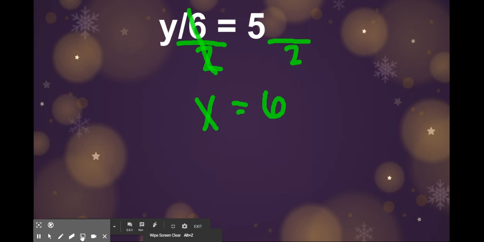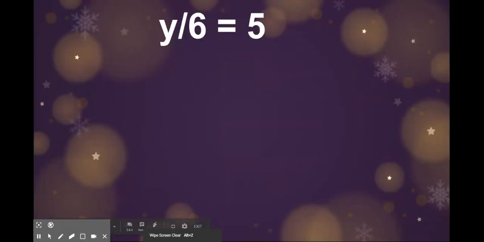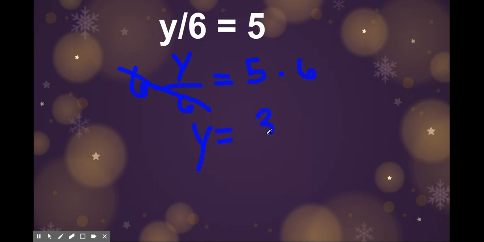Our next one, sorry, let me clear this, is y divided by 6 is equal to 5. So I'm just going to rewrite this. I have y divided by 6 is equal to 5. So I know the inverse of division is multiplication. So to get rid of this, I'm going to have to multiply by 6, which gets rid of this. And if I multiply my left side by 6, I'm going to have to multiply my right side by 6. So I'm left with y is equal to 30.